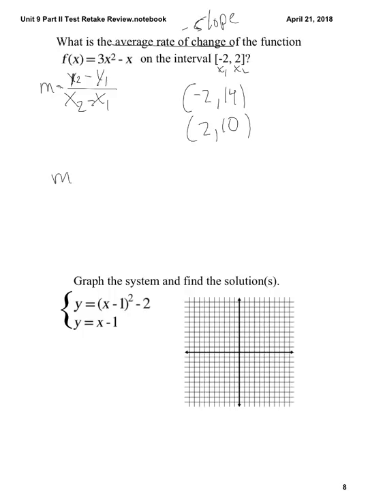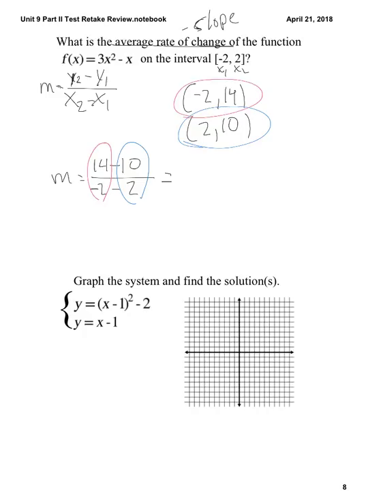Therefore, my m value here, m is equal to 14 minus 10. Those are my y values, y2 and y1. And I'm going to have negative 2 minus positive 2 here. You'll notice again that negative 2 and 14 are an ordered pair, and 2 and 10 are also an ordered pair. When I get done with my math here, 14 minus 10 is 4. Negative 2 minus 2 is going to be negative 4. My slope is negative 1, and that is my rate of change.